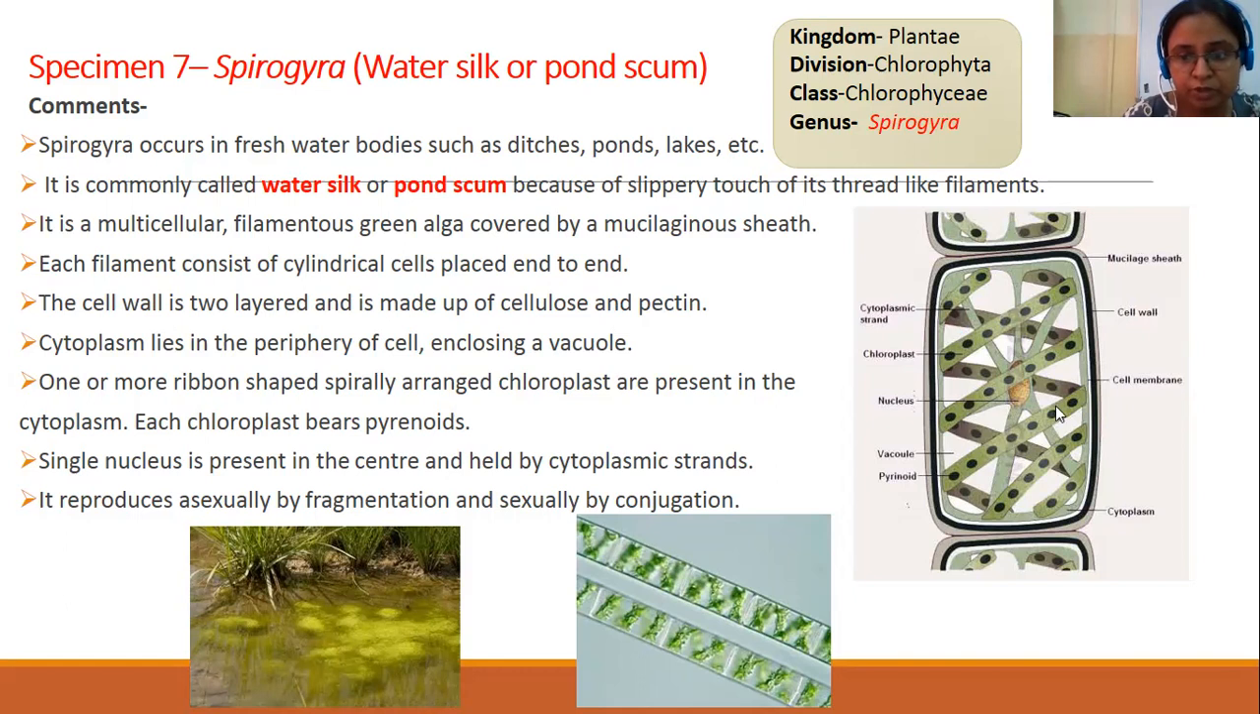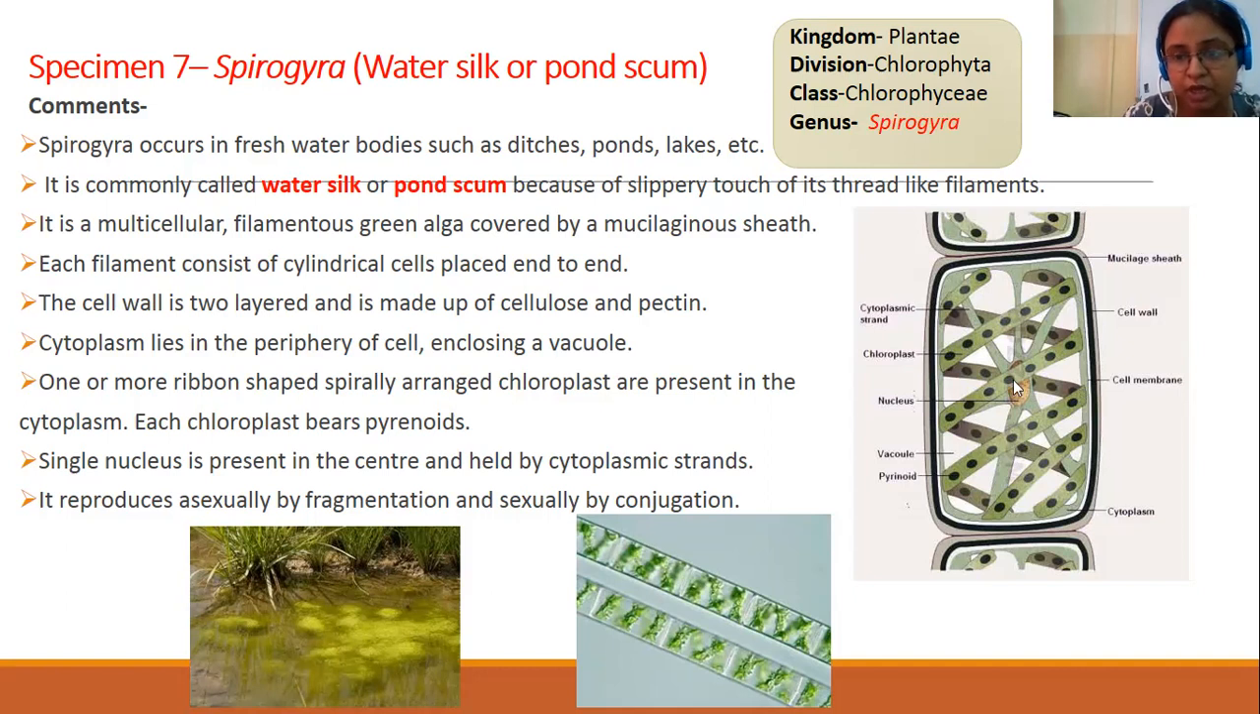So cytoplasm is there, and a centrally placed nucleus is there. Fine. And vacuole is also there. And the most characteristic feature of this specimen Spirogyra is there. Here you can see the chloroplast you can find. And this chloroplast is arranged spirally in a ribbon shaped structure. Here you can see the spirally arranged chloroplast.